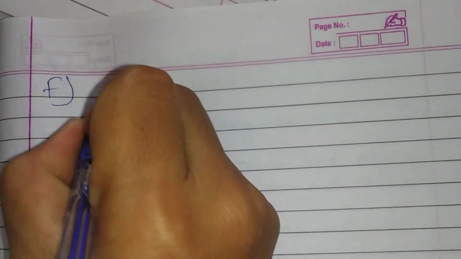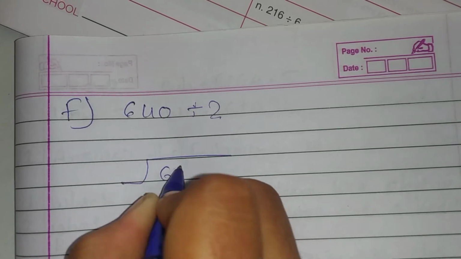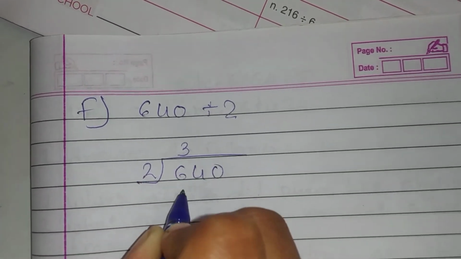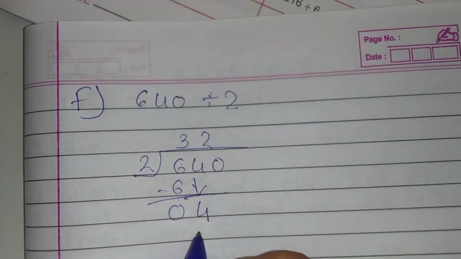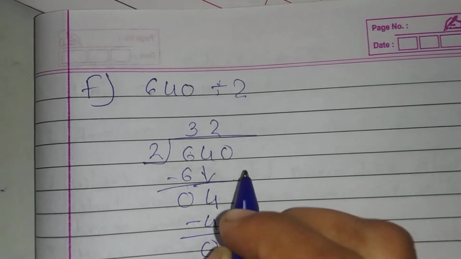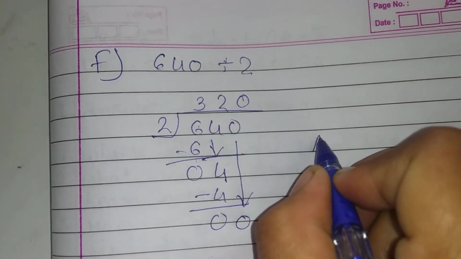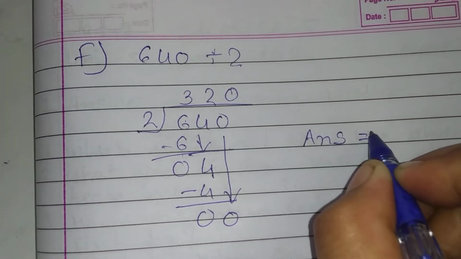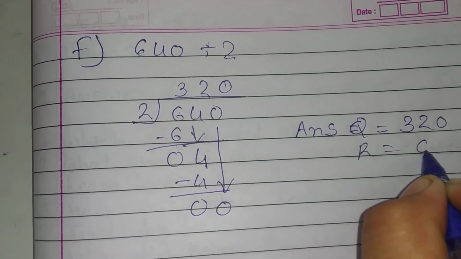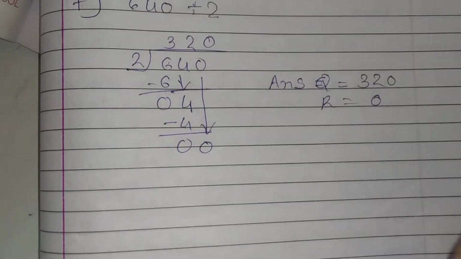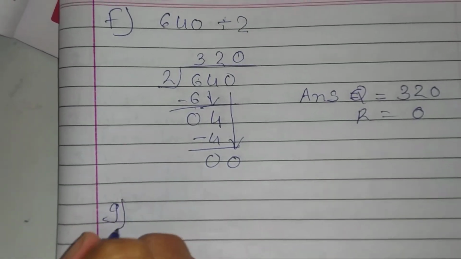F1 sum is 614 divided by 2. 2 threes are 6. 6 minus 6, 0. Bringing down 4. 2 twos are 4. 4 minus 4, 0. Now we will bring down 0. Division is not possible, so put 0 here. So the answer is Q is equal to 320. Remainder is equal to 0. Now we will start the next sum, G1 sum.